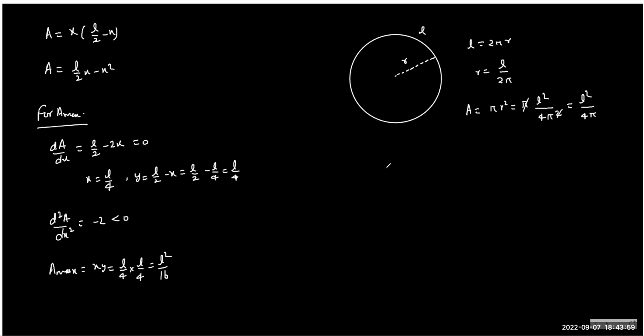So for a given perimeter, the biggest rectangle is the square. I'm not saying the biggest area is the square. Just a moment.